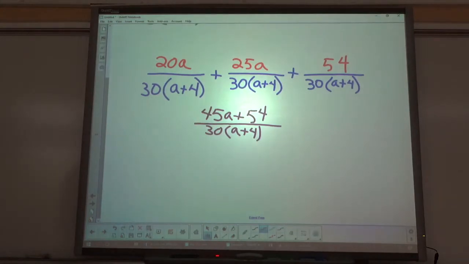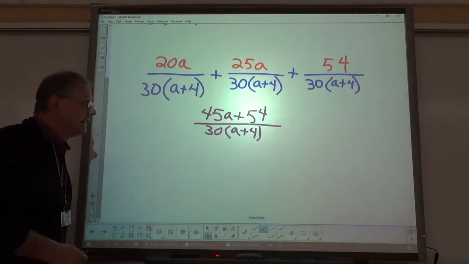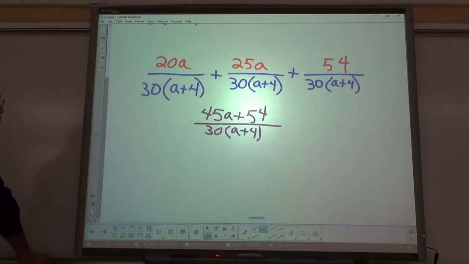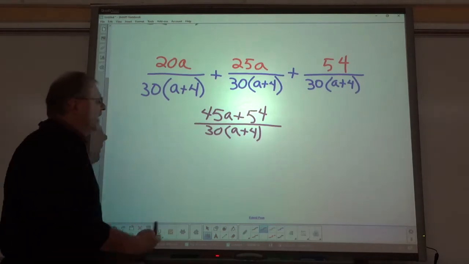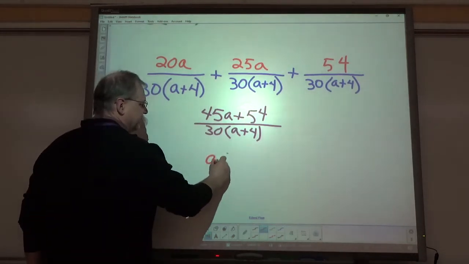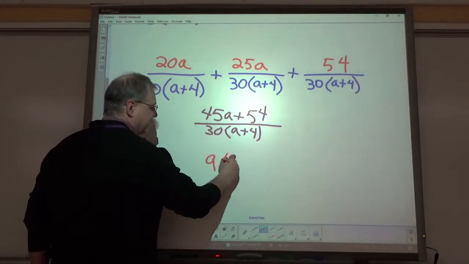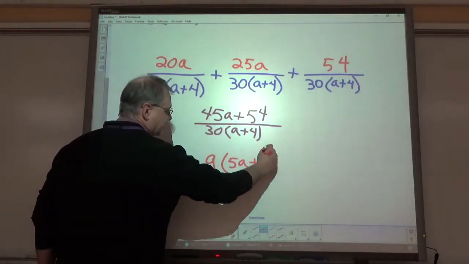Now I've got one fraction, and I have to simplify it if possible. It's not always possible, so we have to give it an attempt, though. Well, let's see. 9 definitely goes into both parts of the numerator. 9 times 5a and 9 times 6. All right, 9 times 5a plus 6.